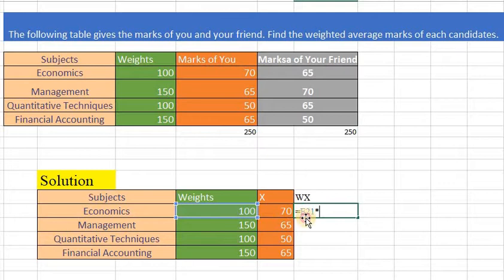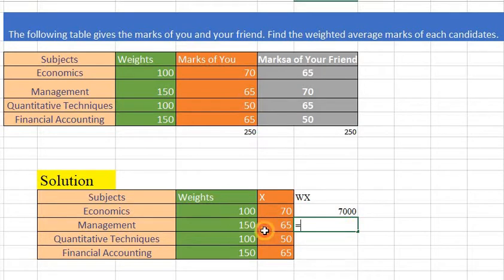Here 100 into 70, it is 7000. And here the weight is 150 into X, or marks is 65, so it is 9750. Like the same, we are going to calculate WX, that is W or weights into marks. So this is the WX for the first student.